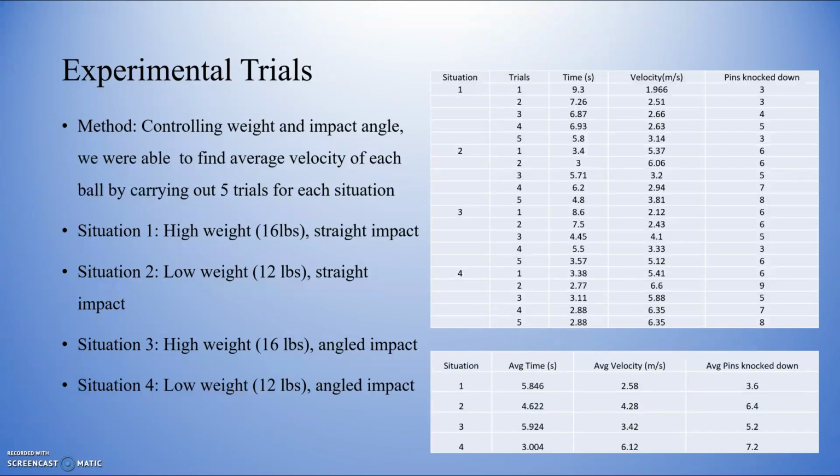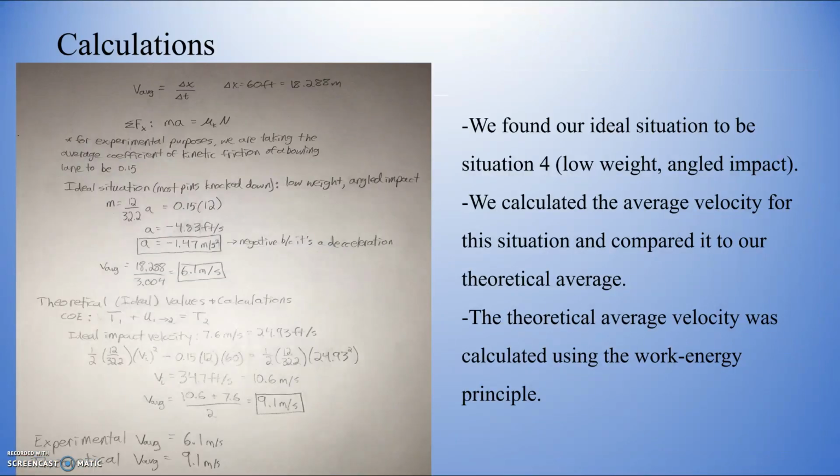After determining the time for each ball to reach the first pin, we found the velocity for each different trial and averaged those velocities for each situation. We found that the average pins knocked down were the greatest for the 4th situation, which was the low weight and angled impact situation. And our average velocity for that situation was about 6.12 meters per second.